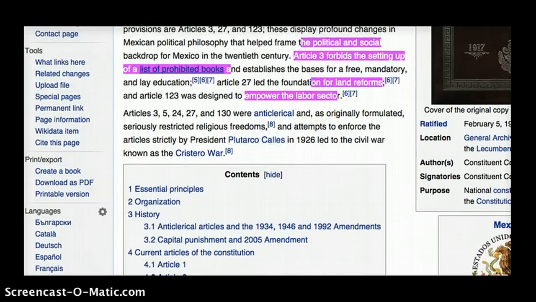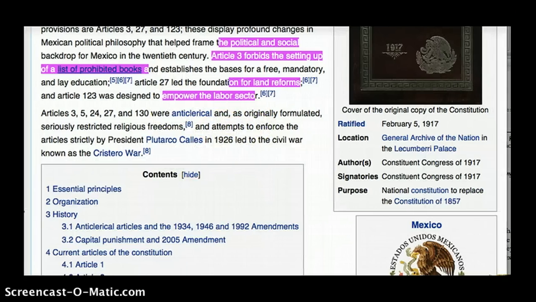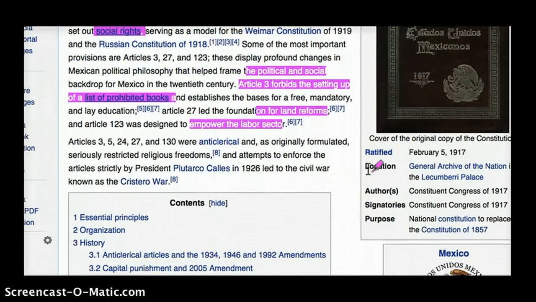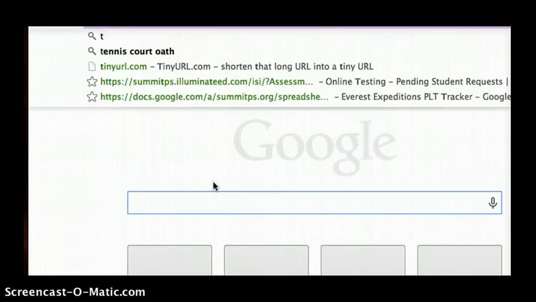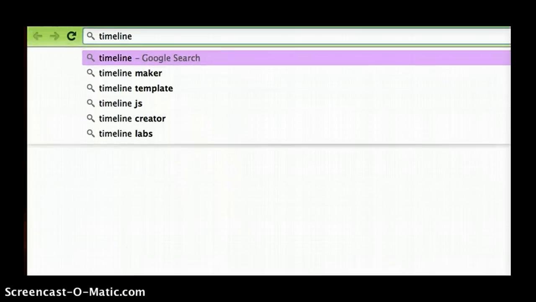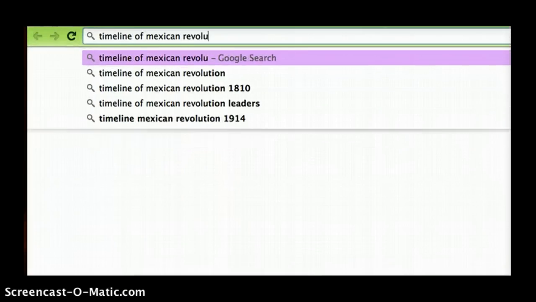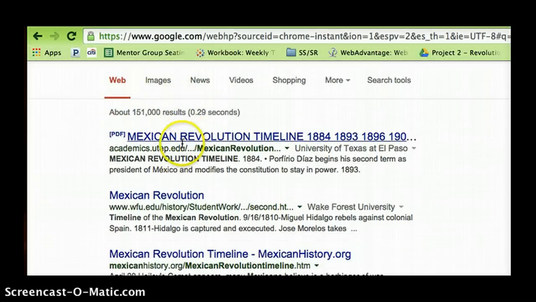So again, I'm trying to figure out who wrote it. And I think usually, when you go to Wikipedia on the right side, it tells you the location, author, and all this information is very important. The Constituent Congress, because it tells you when it was written, what was going on. And I know what was going on in 1917 because I've studied the revolution. But if you don't know, what I would suggest is to know exactly what happened, I would write timeline of Mexican Revolution or your revolution, to know more of what was happening year by year.